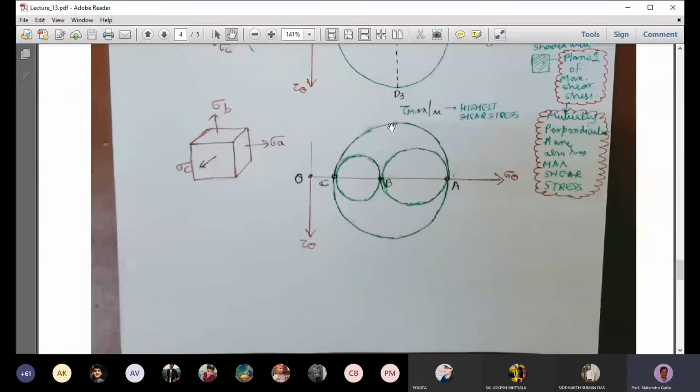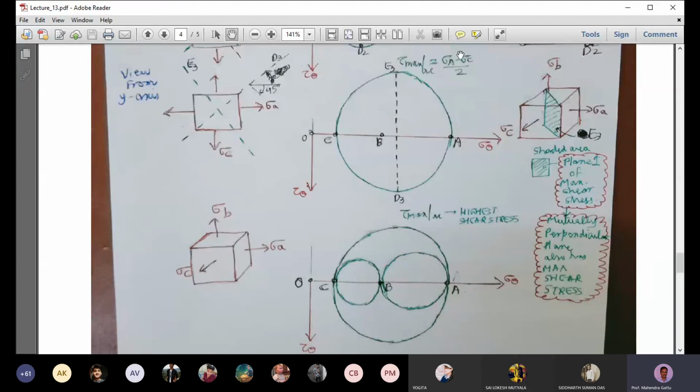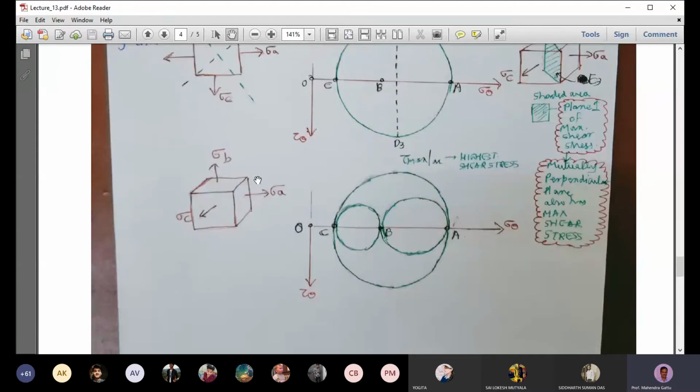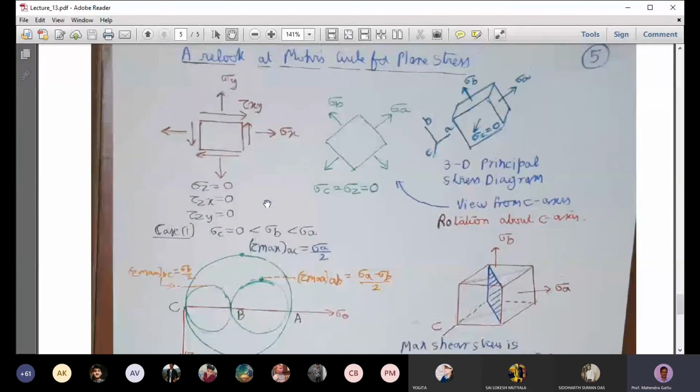Okay, so the shear stress will be maximum for this case when you're looking from the top, and that value is sigma A minus sigma C by 2, and the plane on which it occurs is like this. Okay, so with this knowledge, we will take a look at the plane stress problem one more time and see how to use this knowledge. Okay, so I'll take a small break and come back now.